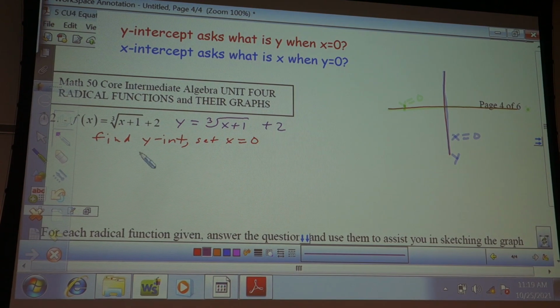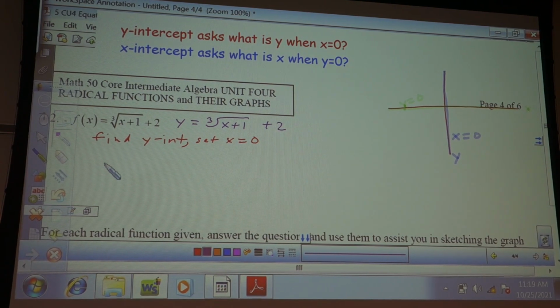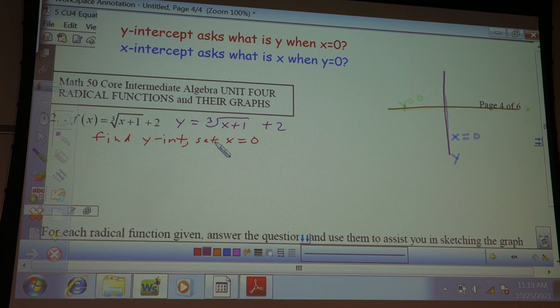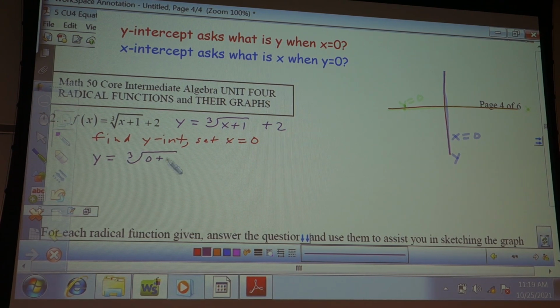So we're not graphing this. Nope, we're not going to graph this. So we're going to say, y equals the cube root of 0 plus 1, plus 2. So 0 plus 1 is what? 1.